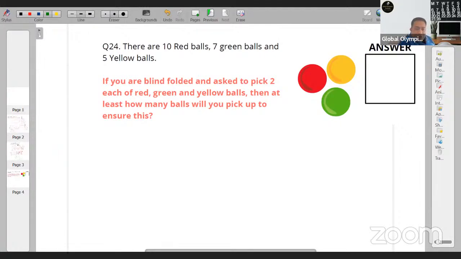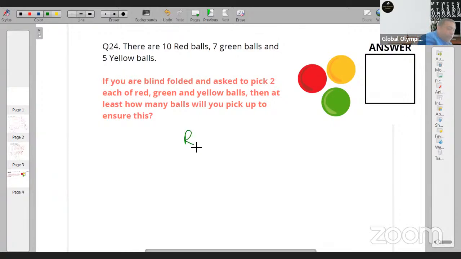See, if the question was like this, that you have to get only two balls of the same color, how many will you pick up? So what will you do? You try to delay that process, correct?